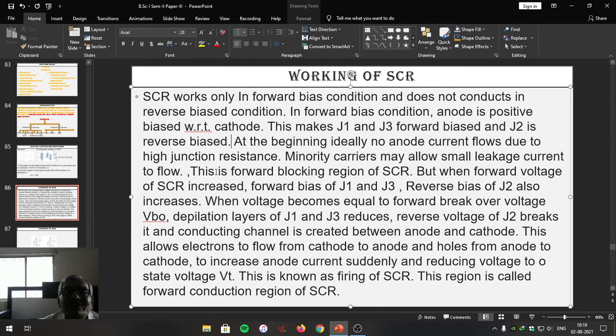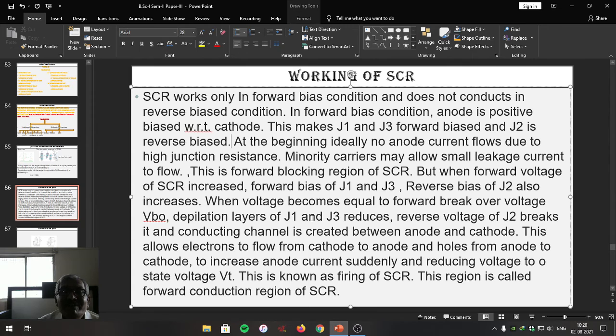And this is the forward blocking region of SCR, in which SCR doesn't conduct the current even though it is forward biased. But when the forward voltage of SCR is increased, the forward bias of J1 and J3 and the reverse bias of J2 also increases. When the voltage becomes equal to the forward breakover voltage VBO, it is represented symbolically.